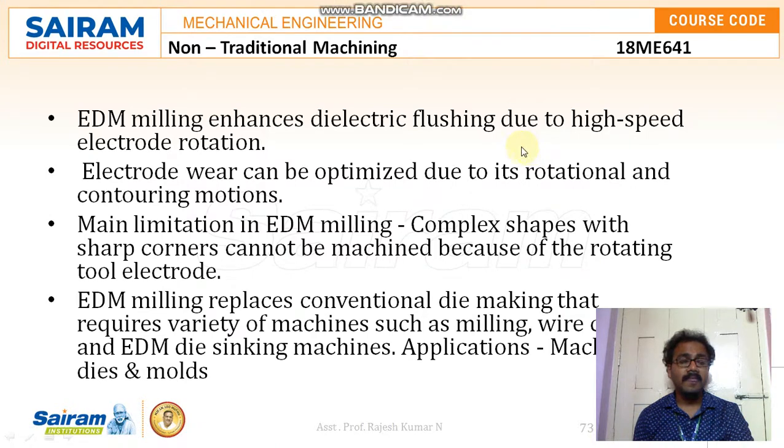Electrode wear can be optimized due to its rotational and contouring motions. Main limitations in electrical discharge machining or milling will be complex shapes with sharp corners cannot be machined because of the rotating tool electrode.